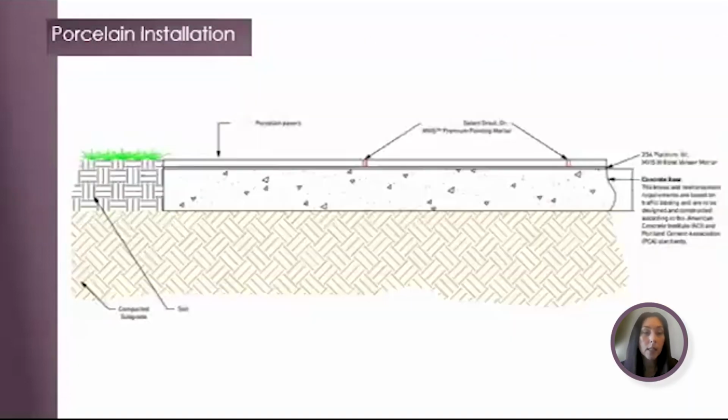For a porcelain installation, the recommendation looks something like this. You have your substrate, you have your concrete base, you have your mortar bed, your porcelain paver, and then spaces with the grout joints. Never install porcelain pavers without the required 4mm spacing between them. The porcelain pavers should never be installed with porcelain to porcelain contact.